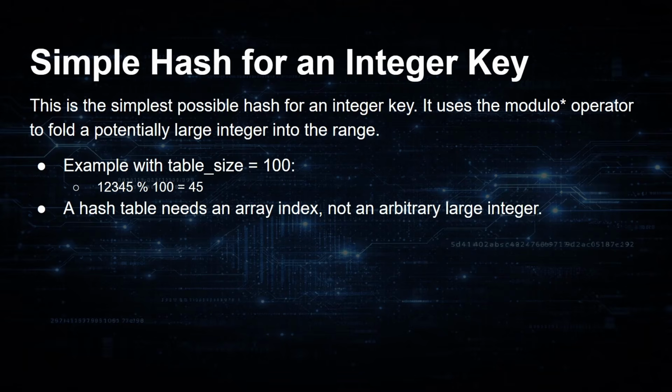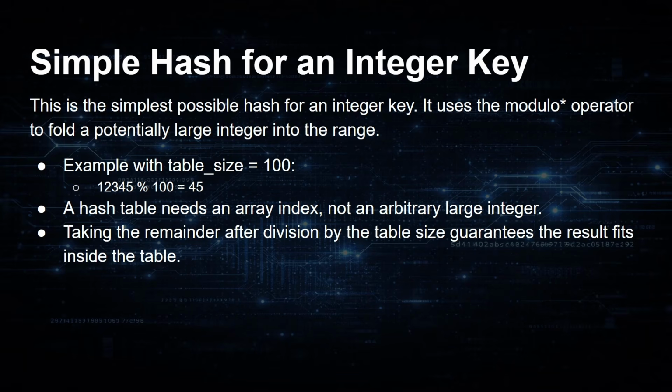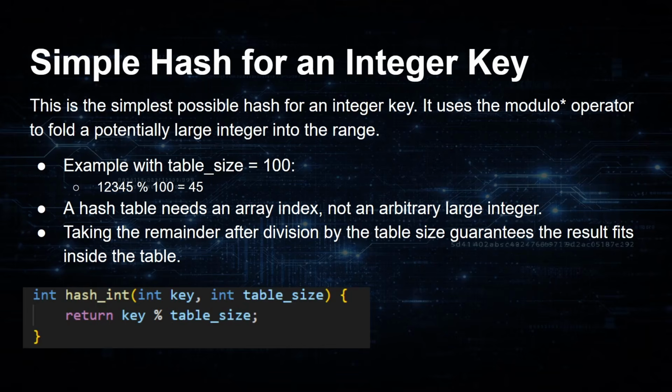So a hash table needs an array index, not an arbitrary big number. So it needs the 45, not the 12345. And then taking the remainder after division means that we make sure it fits into this. That's what the modulo does. Clock arithmetic, some people call it. And here is that very function. So it's hash for an integer.